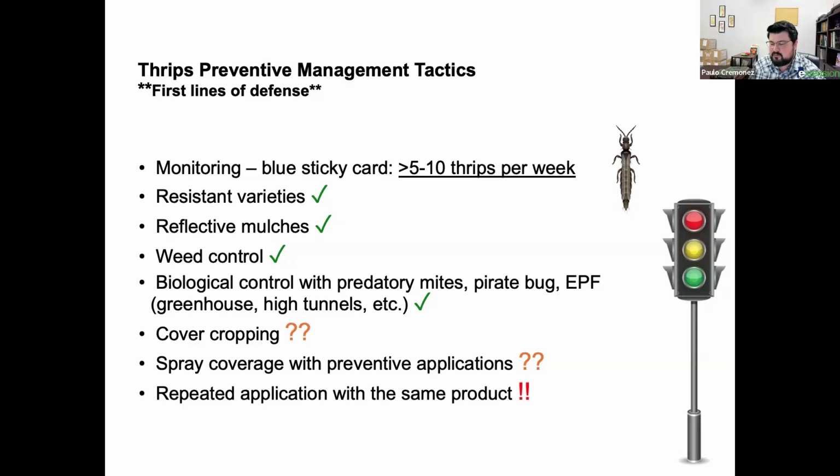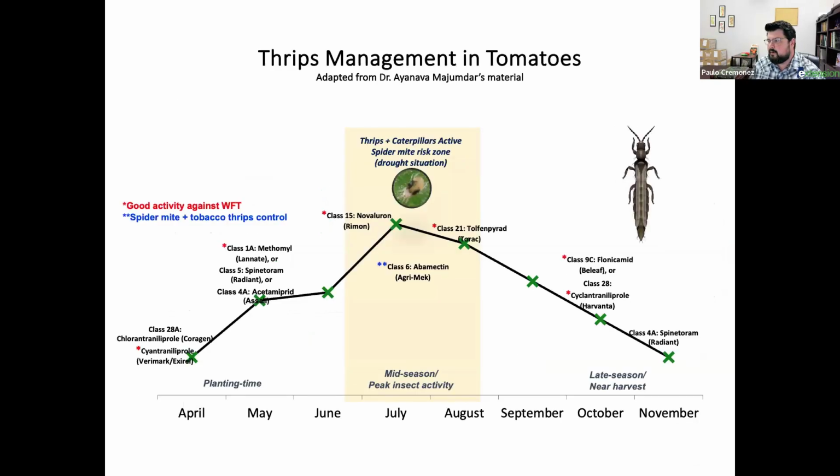And repeated application with the same product is absolutely a no-no. So again, rotation is the key. And this is one of the thrips management guides in tomatoes designed by Dr. Ayanava. Feel free to take a print of that as well, and consult this. But this is one of the management situations that we can use here in Alabama.